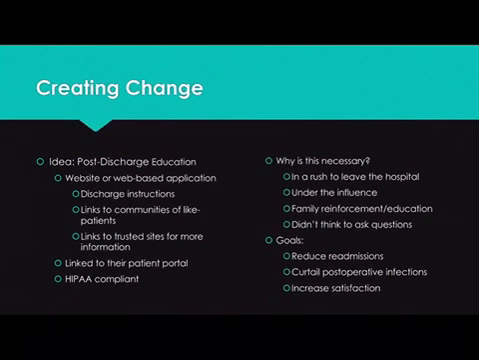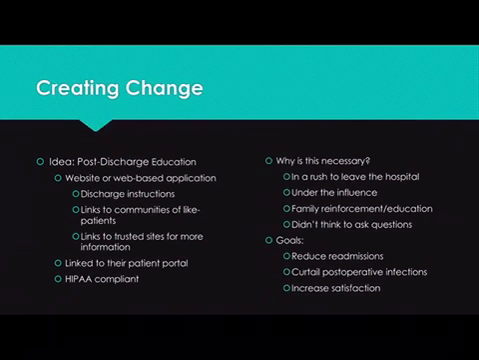Obviously, we know that Google will lead us to any site that we want to go to, but those sites may not be reliable sources. It could be linked to their patient portal for easy and safe access, and then HIPAA compliant, of course.